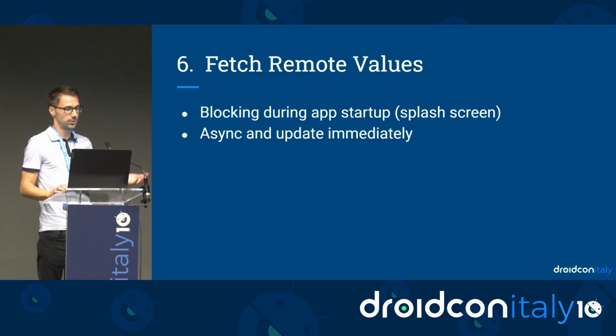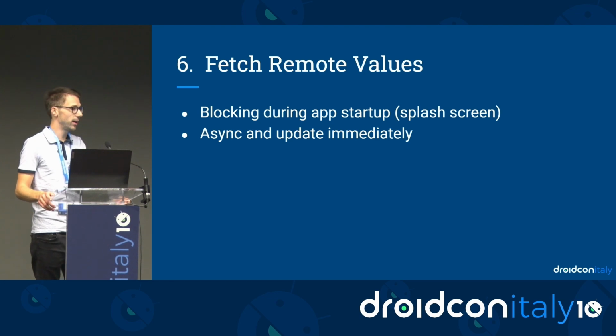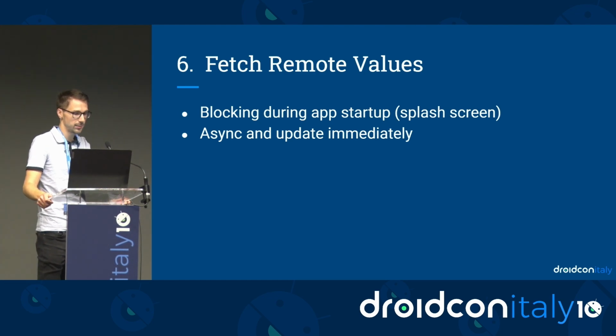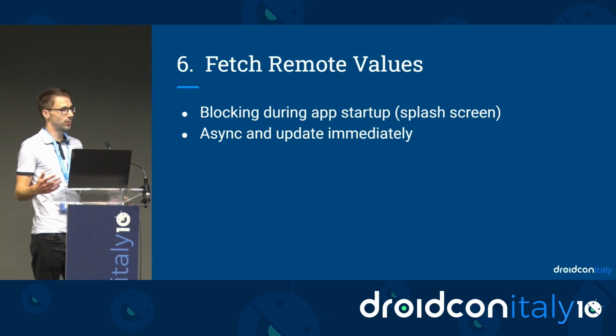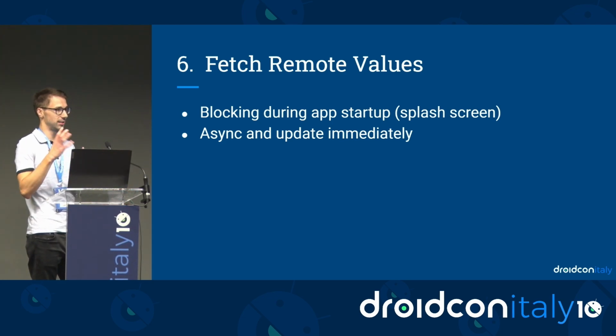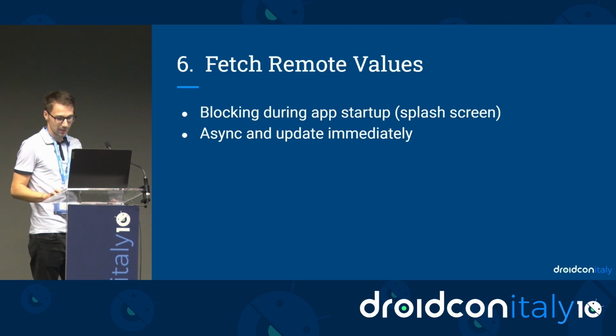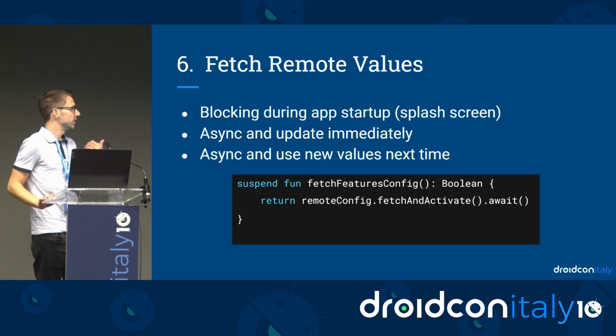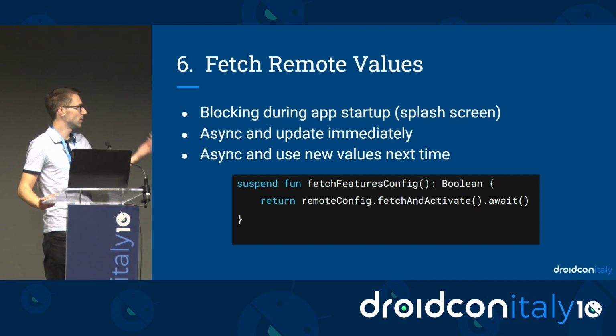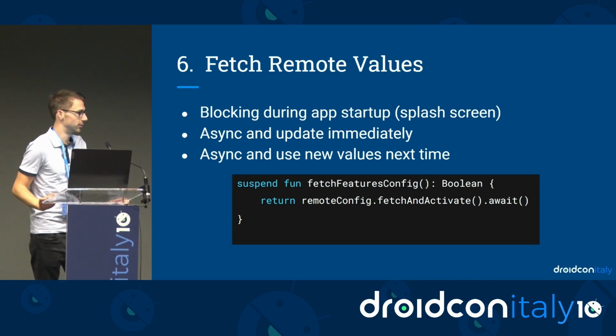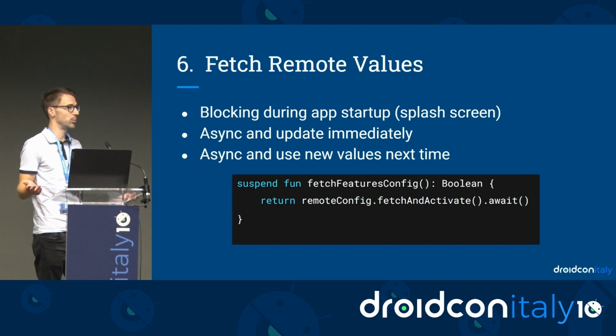Another option is that you do this fetching in an async way, so you basically fire it and forget about it, and then you post some updates through either a flow or something else to other parts of your app, and then you update the UI. This depends on your use case, but usually it's bad from a UX perspective if the user is watching a screen and then something immediately shows up. What's also acceptable is if you fetch the values and then use them the next time the app is launched. It depends on the feature and how important it is and so on.